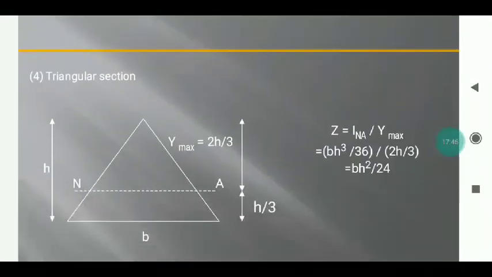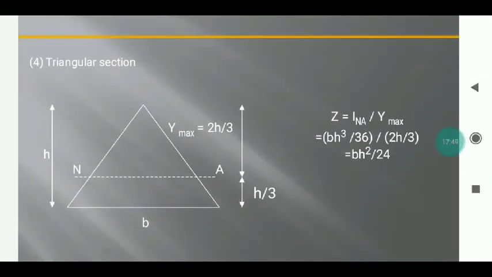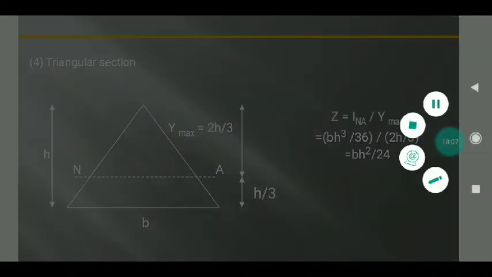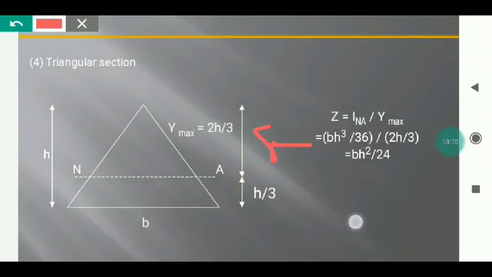Now we'll go with a triangular section. In the first semester we knew that the moment of inertia of a triangular section is equal to bh cubed by 36, and the centroidal distances, which we proved in Building Structures 1, are h by 3 and 2h by 3. So y max in this problem is 2h by 3, which will be substituted. Hence the section modulus for a triangular section is bh squared by 24. These are the formulas to remember for the examinations.